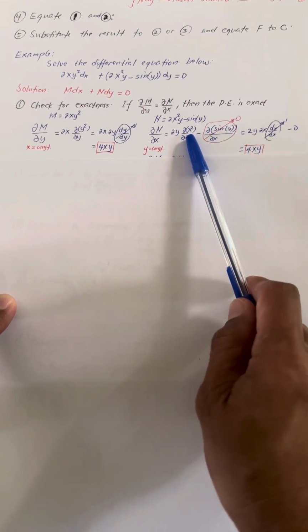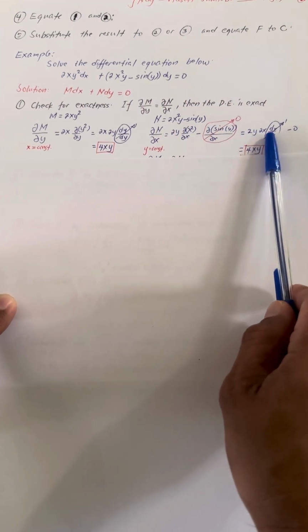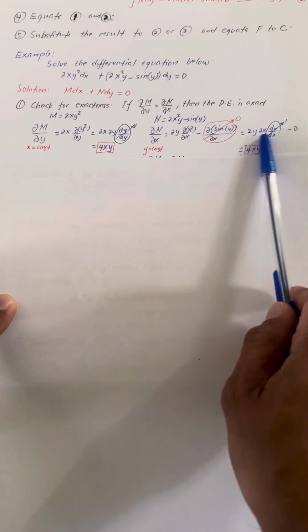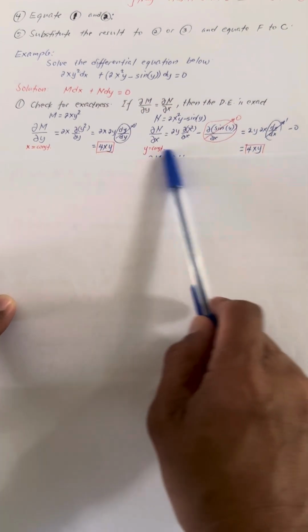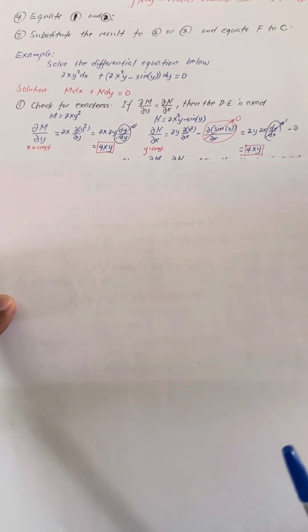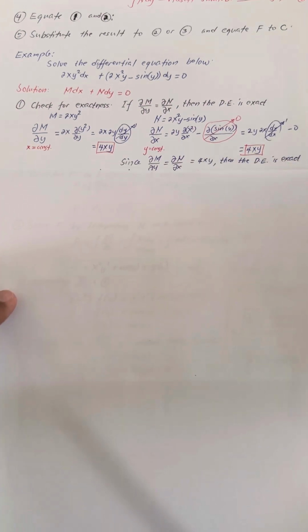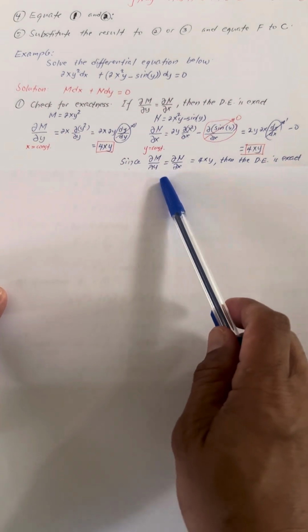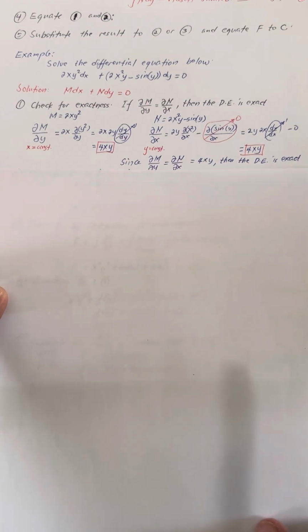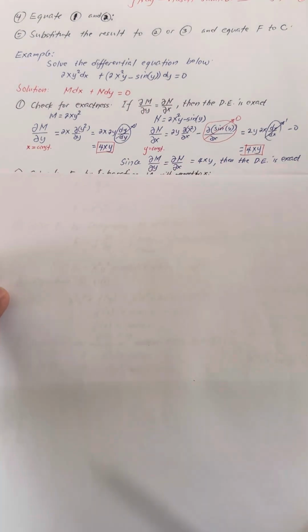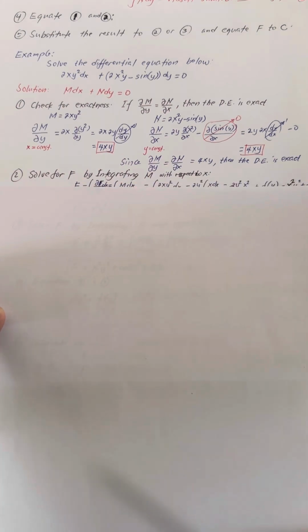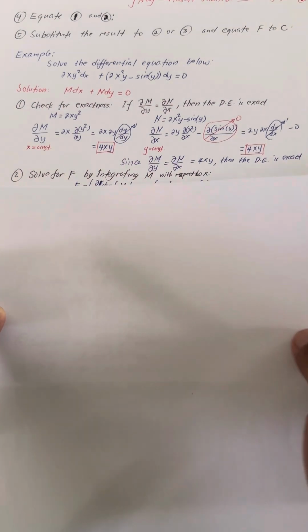So we have only this part. Okay, so power formula once again, so we get this. So you compare the result for xy also, so we can say that since the partial derivative of N with respect to x is the same, partial derivative of N with respect to y is the same as the partial derivative of N with respect to x, which is equal to 4y, then the given differential equation is indeed an exact differential equation. So let's proceed to step number 2.